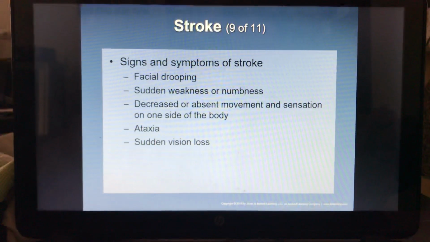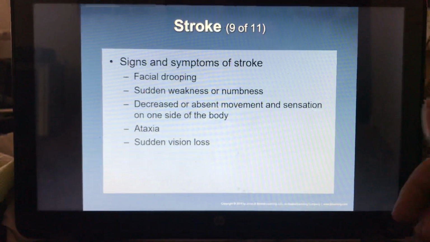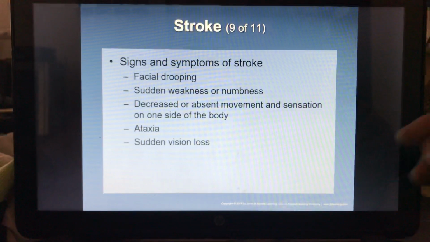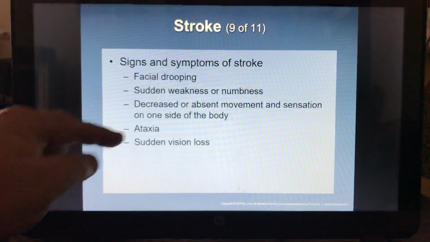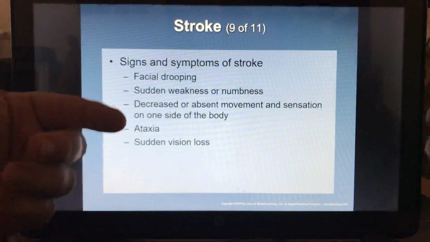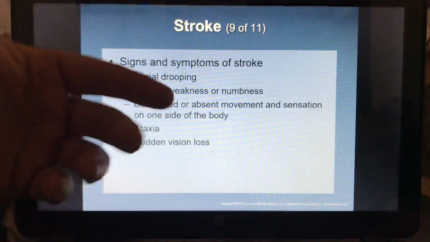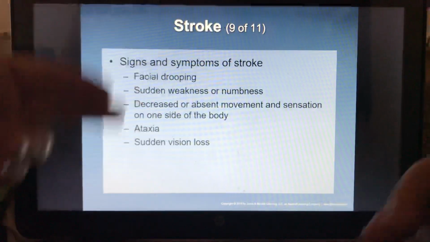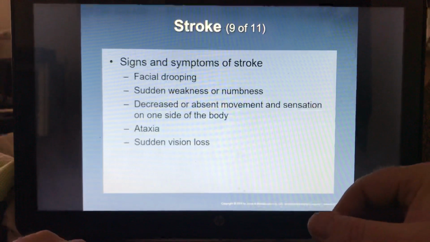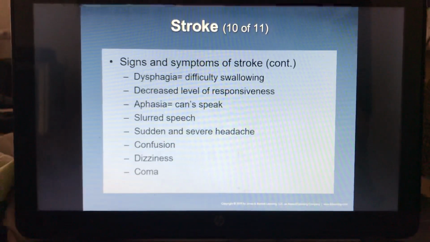So some of the classic signs and symptoms of a stroke: facial drooping. It'll be on one side typically. You'll have the facial drooping, weakness or numbness on one side, decreased or absent movements and sensation on one side. Ataxia. We go back to the cerebellum again. That's control of movement. Ataxia means without being able to have a steady gait or be able to walk. Can't walk very well. Some vision losses, stuff like that. You also have some dysphagia, difficulty swallowing.